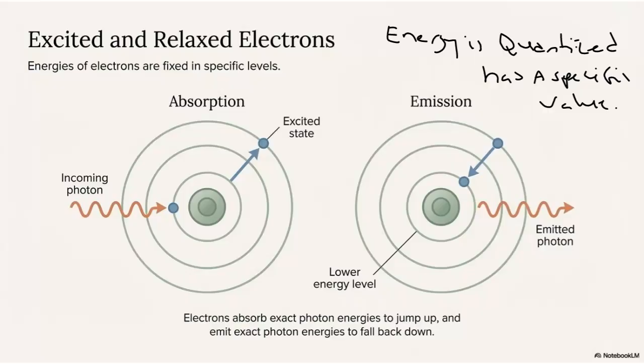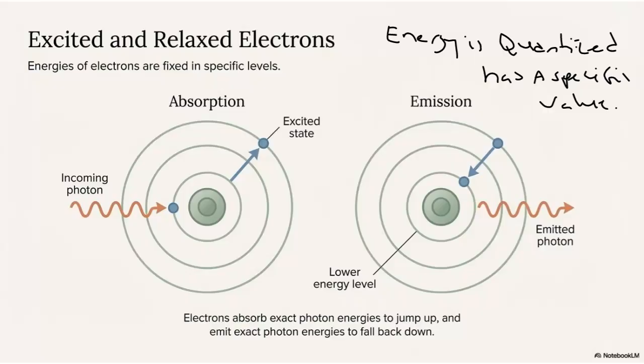Unquantized means it could have different values. You end up in the same place, but understanding that energy is quantized is important because each one of these orbits will have a very specific value of energy.